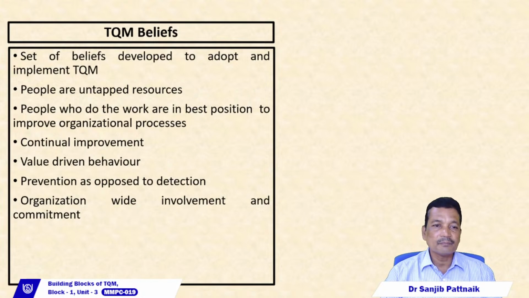Another belief of TQM is continual improvement. Instead of thinking that we shall innovate a certain item or idea and we shall stop there, the answer is no. There should be continuous improvement, be it in the process, be it in the features of the items that are being produced, that means the product or the services. The improvement will never cease to exist. It will continue, or the process is continual.